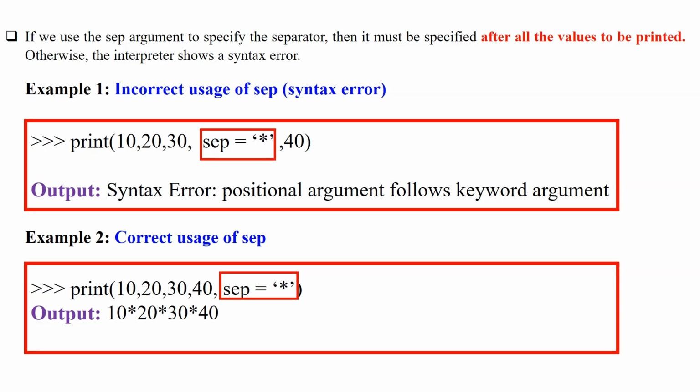Look at the first example. We have specified the sep argument before the values. Therefore, the interpreter will show a syntax error because it expects the values to be printed first and then the separator. Look at the second example. We have specified the sep argument after all the values to be printed. Therefore, the output is printed correctly.